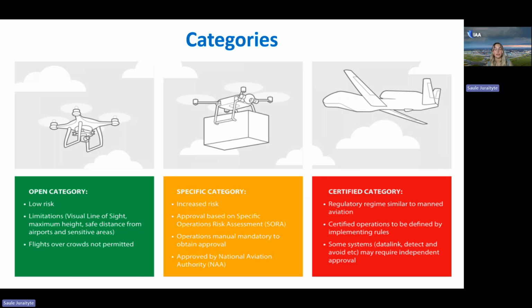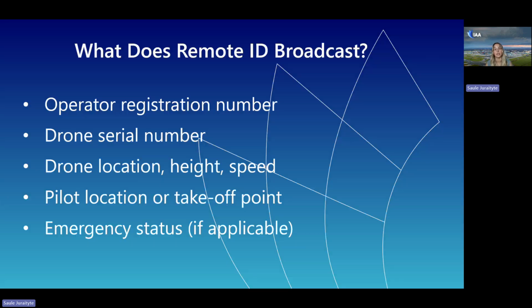And then the certified category is intended for high risk operations, such as transporting people or dangerous goods, and will require certification of the drone, operator, and pilot, similar to manned aviation. However, this category is not yet in use, as it involves complex regulatory changes and is being developed in phases by EASA. So what does remote ID broadcast?